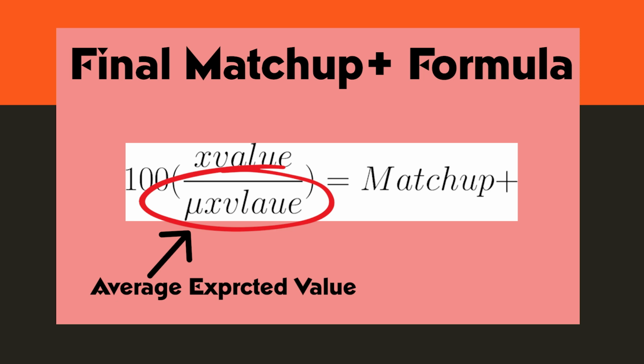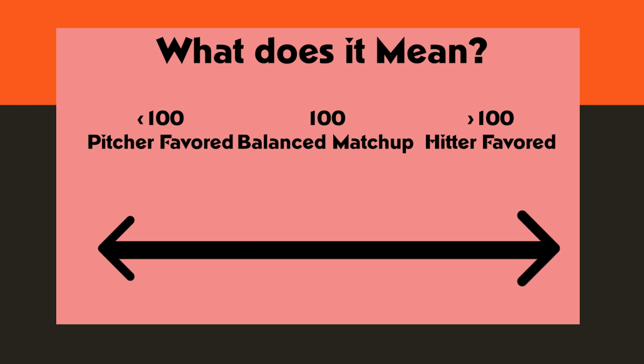To do this is relatively simple. All you do is divide the expected value you got by the average expected value and then multiply that by 100 and boom, you have matchup plus. This means that any matchup that is exactly 100 is a completely average balanced matchup between the pitcher and the hitter. Anything less than 100 would be pitcher favored. Anything more than 100 would be hitter favored, the exact same way that all plus stats work.